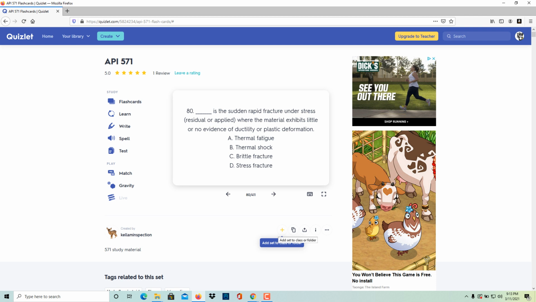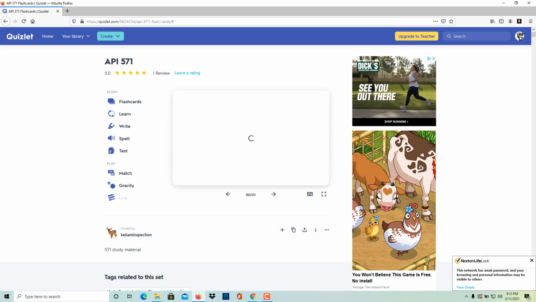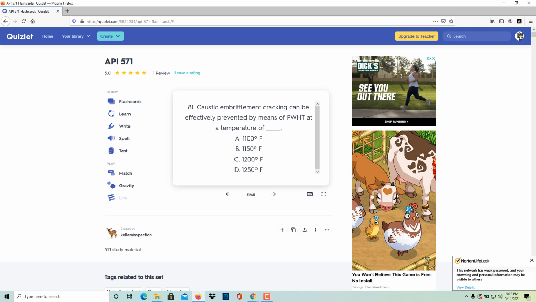Is the sudden rapid fracture, stress residual applied, where the material exhibits little or no evidence of plastic deformation? That's brittle fracture. That should be in your head by now. Caustic embrittlement cracking can be effectively prevented by means of post-weld heat treatment at a temperature of 1150 F.